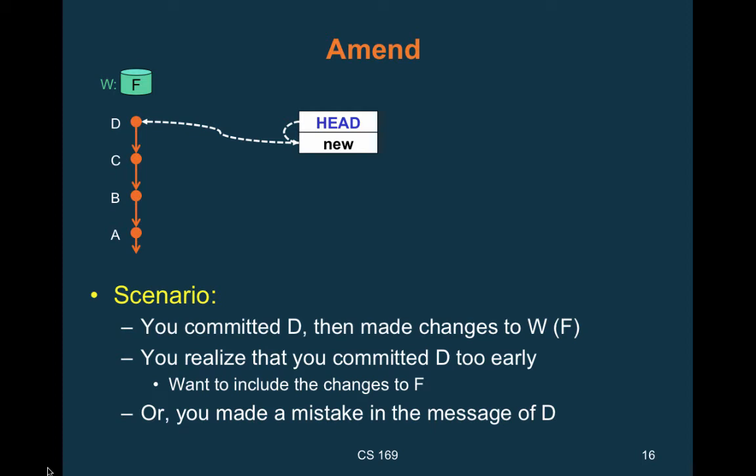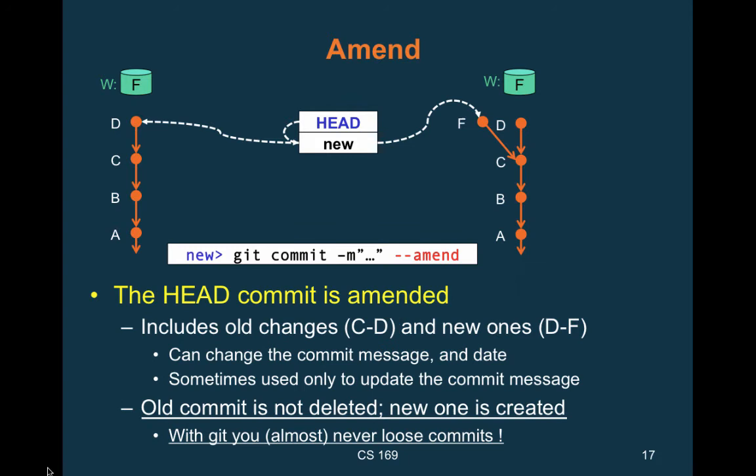Or perhaps you made a mistake in the message of D. You want to get a chance to rewrite the message of D. And that's the command git amend. Really, it's an option to committing. So amending is done by committing with the dash dash amend parameter.